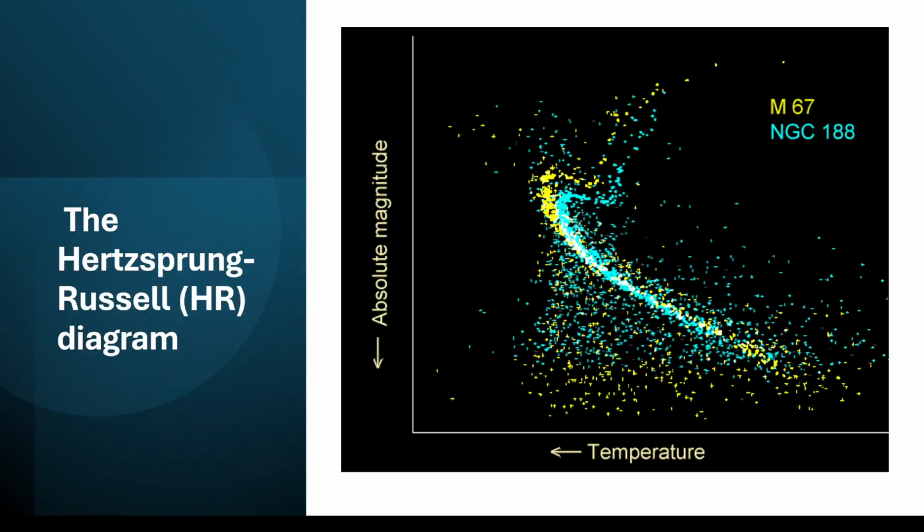So this graph shows a relationship between a star's brightness and its temperature. And it helps astronomers to understand how stellar evolution works, how the star moves from one stage to another stage, and how the temperature changes. Now, let's just get started.